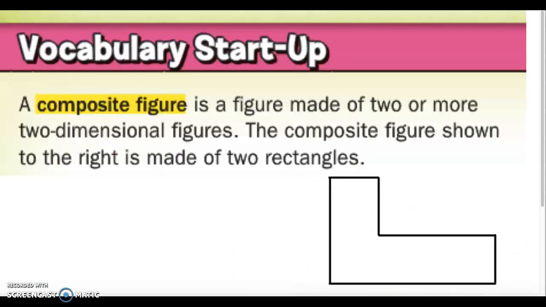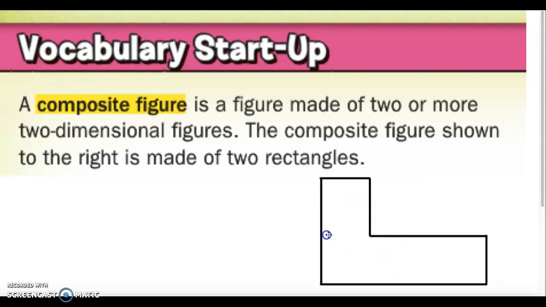Okay, so we know a composite figure is a figure made up of 2 or more 2-dimensional figures, such as this. You can separate this going across this way. You can draw a line this way or this way to get your 2 separate rectangles.